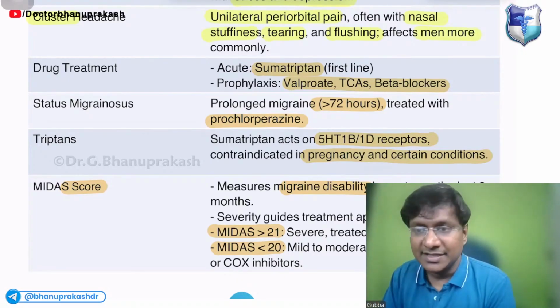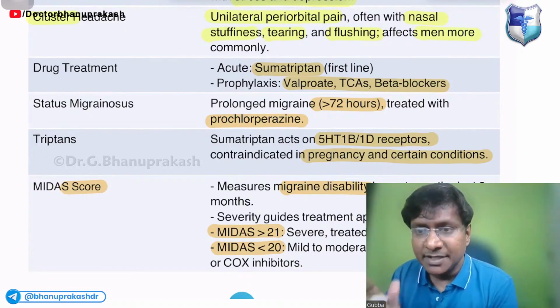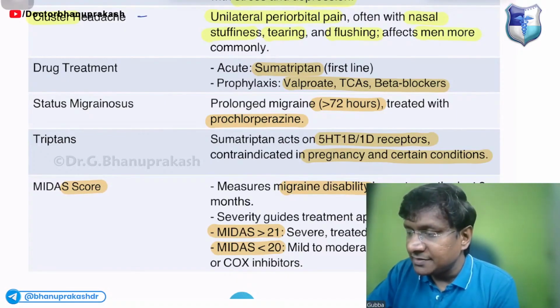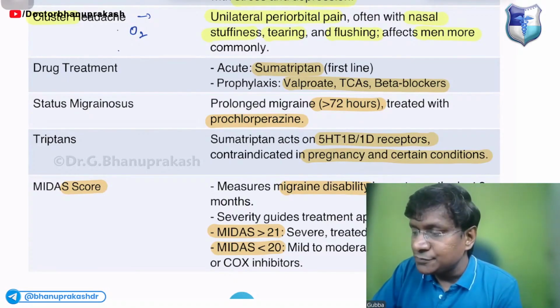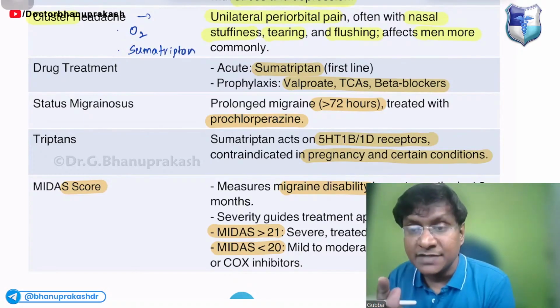And how do you treat these patients with the cluster headache? Remember, for the cluster headache, the first line treatment will be high flow oxygen, you need to give 8 to 10 liters of oxygen as a first line treatment. And what is the drug of choice for cluster headache? That will be sumatriptan. And what are the drugs that we give for prophylaxis in case of the cluster headache?